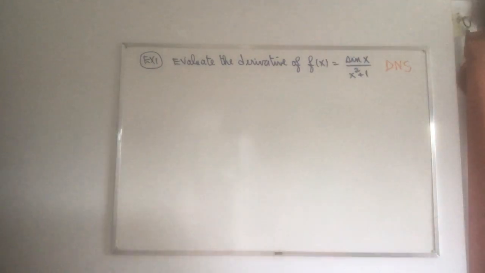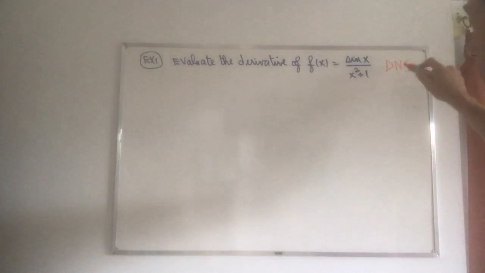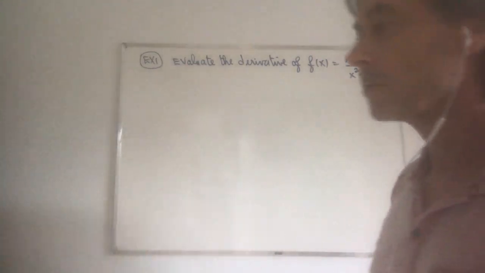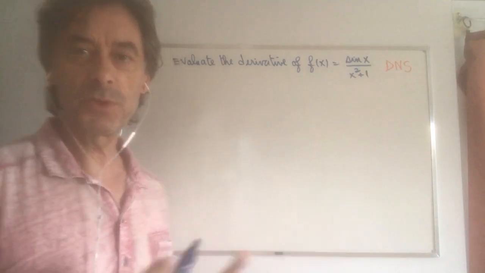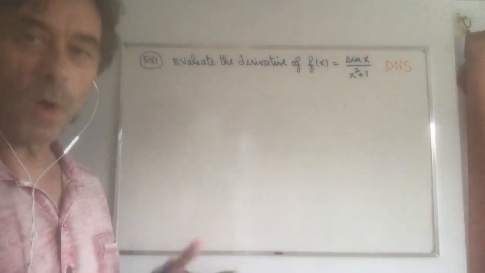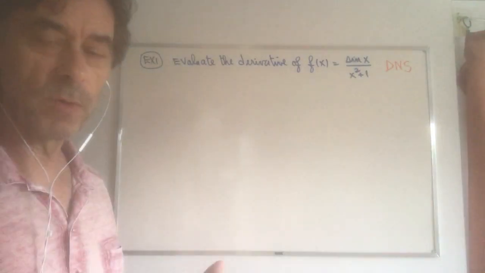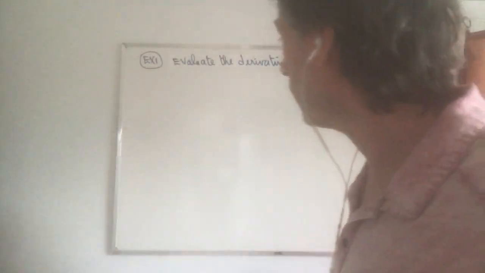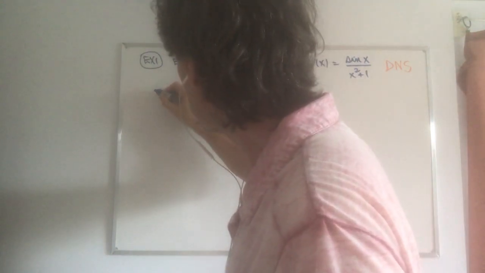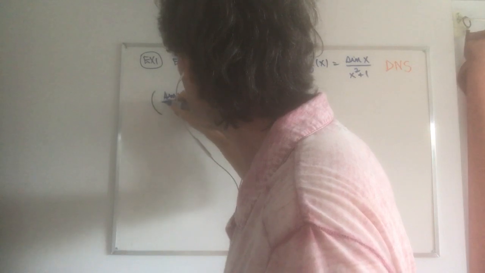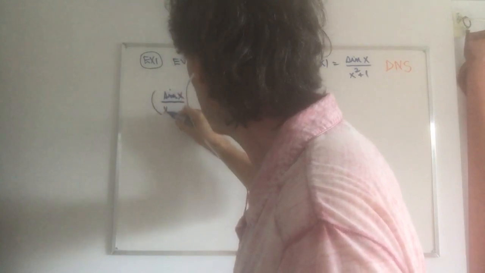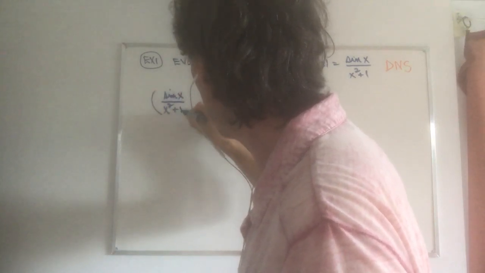DNS. What does that mean? Do not simplify. So whatever answer we have, we will not want to do any fancy algebra to simplify it. We'll just be happy once the derivatives are taken to actually spit out what the answer is. All right, so what is the derivative of sine x over x squared plus 1?